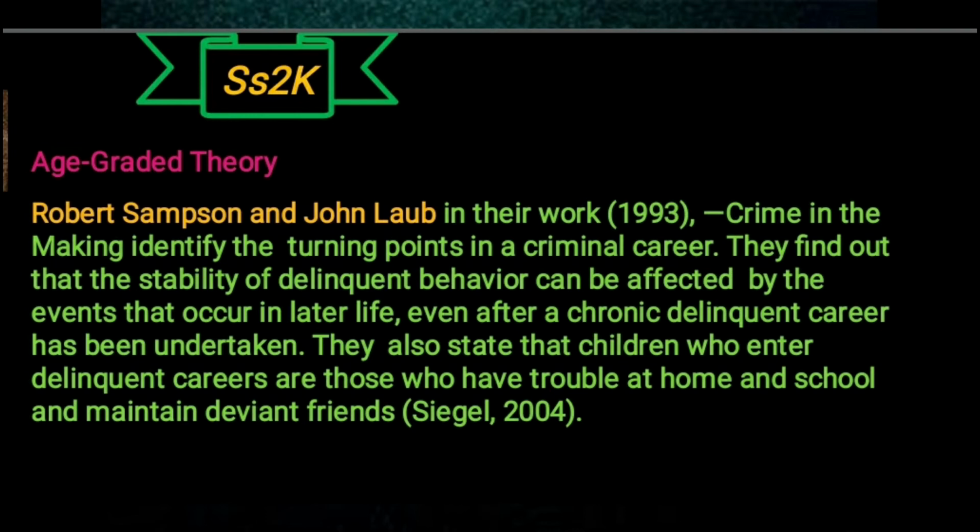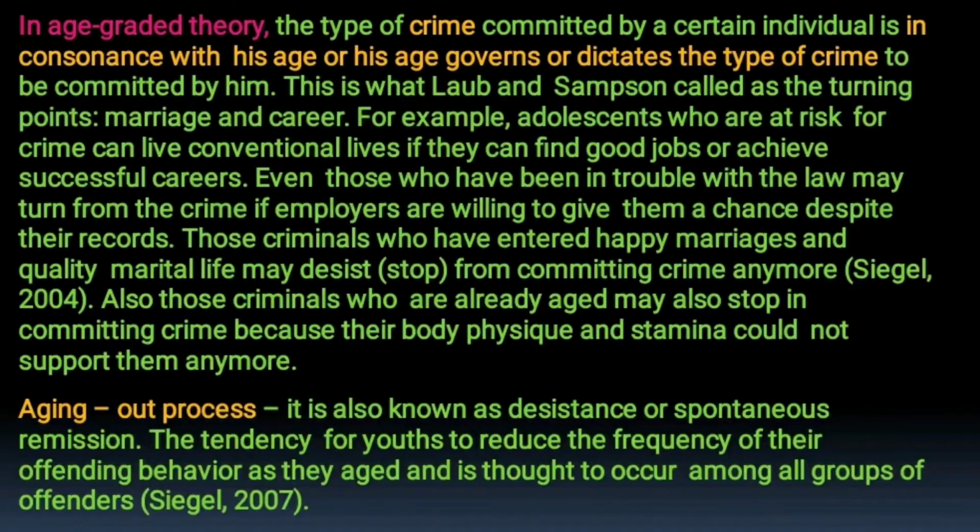And maintain deviant friends. Okay, so karamihan na nagkukumit ng or nagiging criminal o nagkakaroon ng deviant behaviors ay hindi po maayos yung kanilang relasyon sa eskwelahan at sa kanilang tahanan, no? Then in age-graded theory, the type of crime committed by a certain individual is in consonance with his age, or his age governs or dictates the type of crime to be committed by him. Nakabase daw yung klase ng krimen doon sa edad, no? Kaya nga tinawag na age-graded, no?